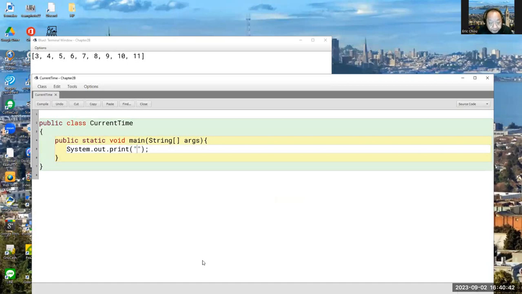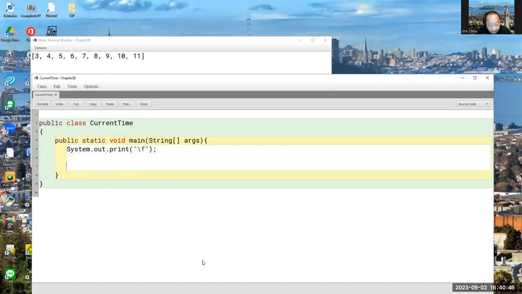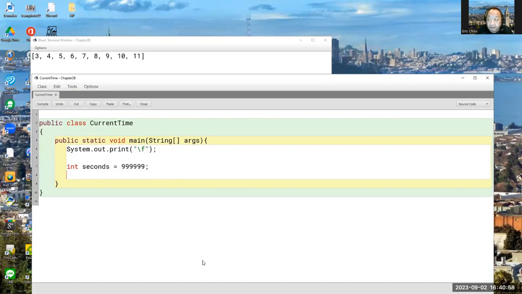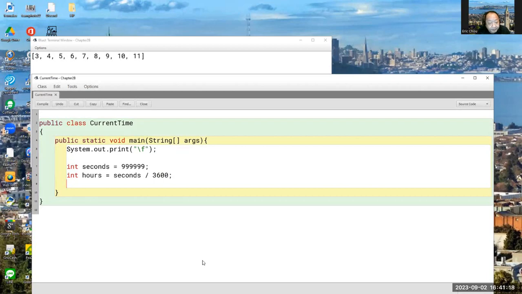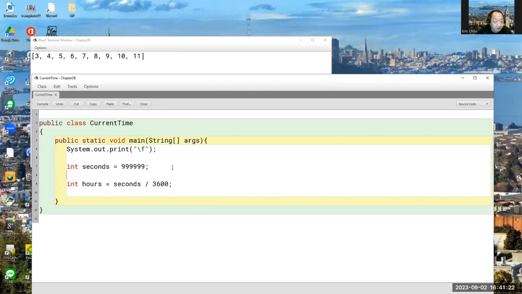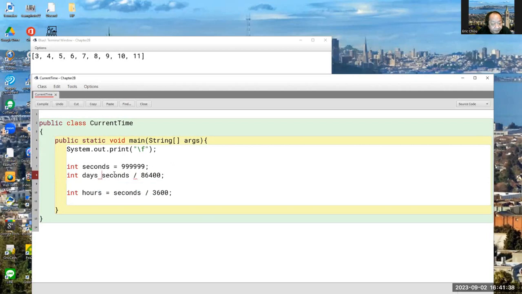Okay. So let's assume that we actually have a number called total seconds. We want to convert it to how many hours, how many minutes, how many seconds. So integer hour should be equal to seconds divided by 3600. Is that okay? First, let's actually convert it to days. So that would be seconds divided by this many seconds, okay? Is that okay?